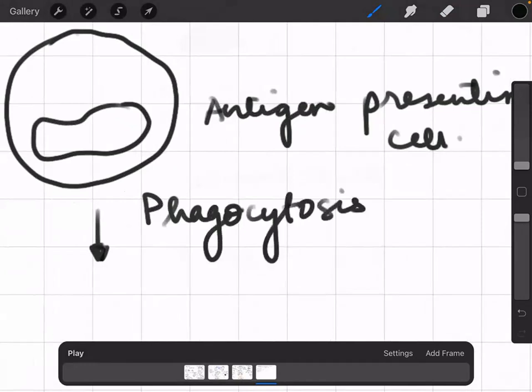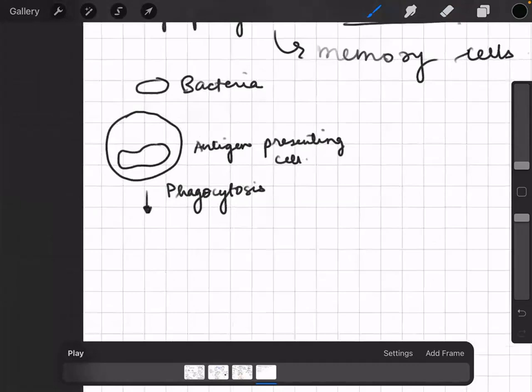Mostly in order to make sure that these bacteria do not move away somewhere, it is a very common practice that this antigen presenting cell will itself engulf this bacterium. So it undertakes the process of phagocytosis. Okay, who has undertaken the process of phagocytosis? APC. What is APC? APC is antigen presenting cell.